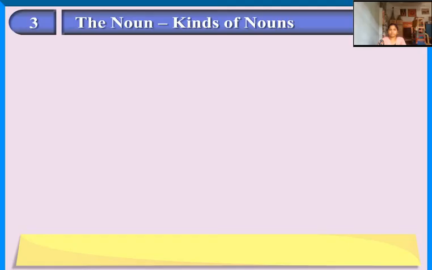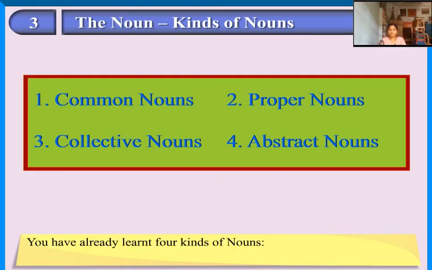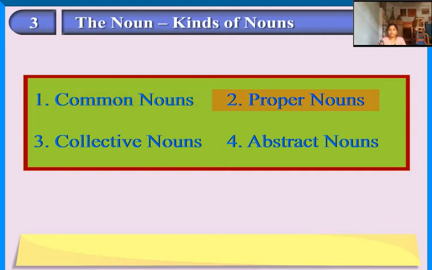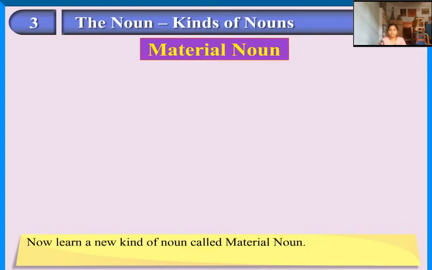The noun. Kinds of nouns. You have already learned 4 kinds of nouns: common nouns, proper nouns, collective nouns, and abstract nouns. Now learn a new kind of noun called material noun.